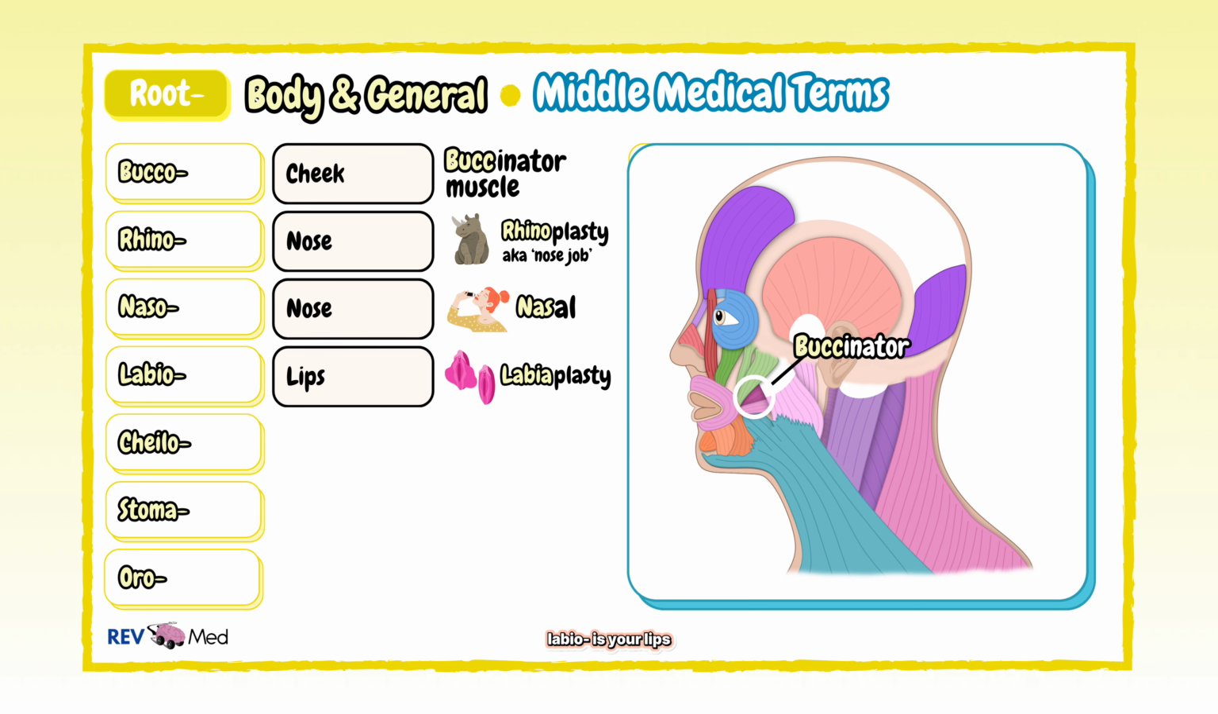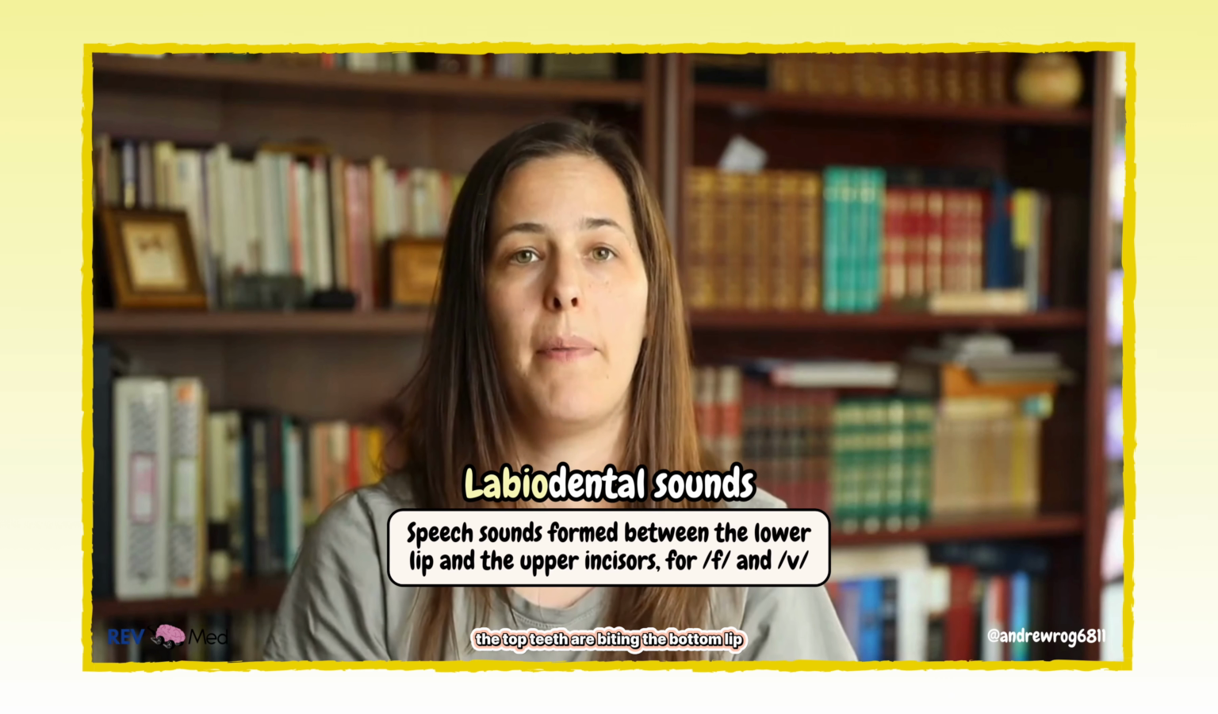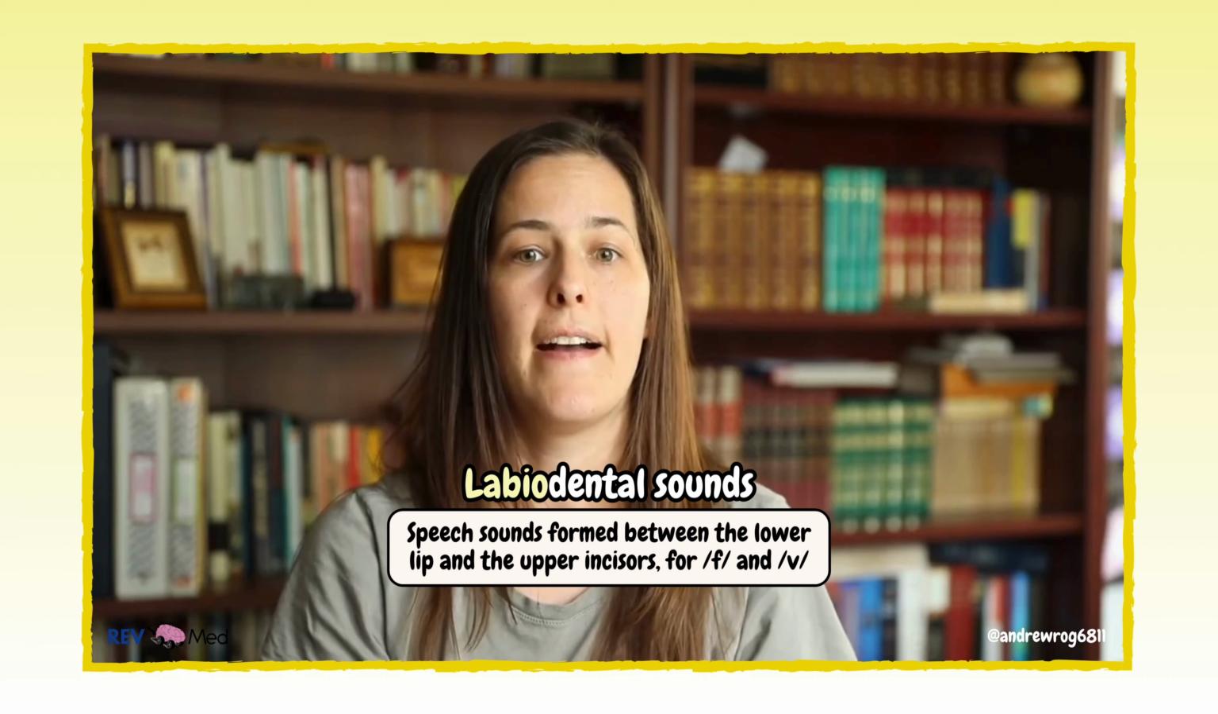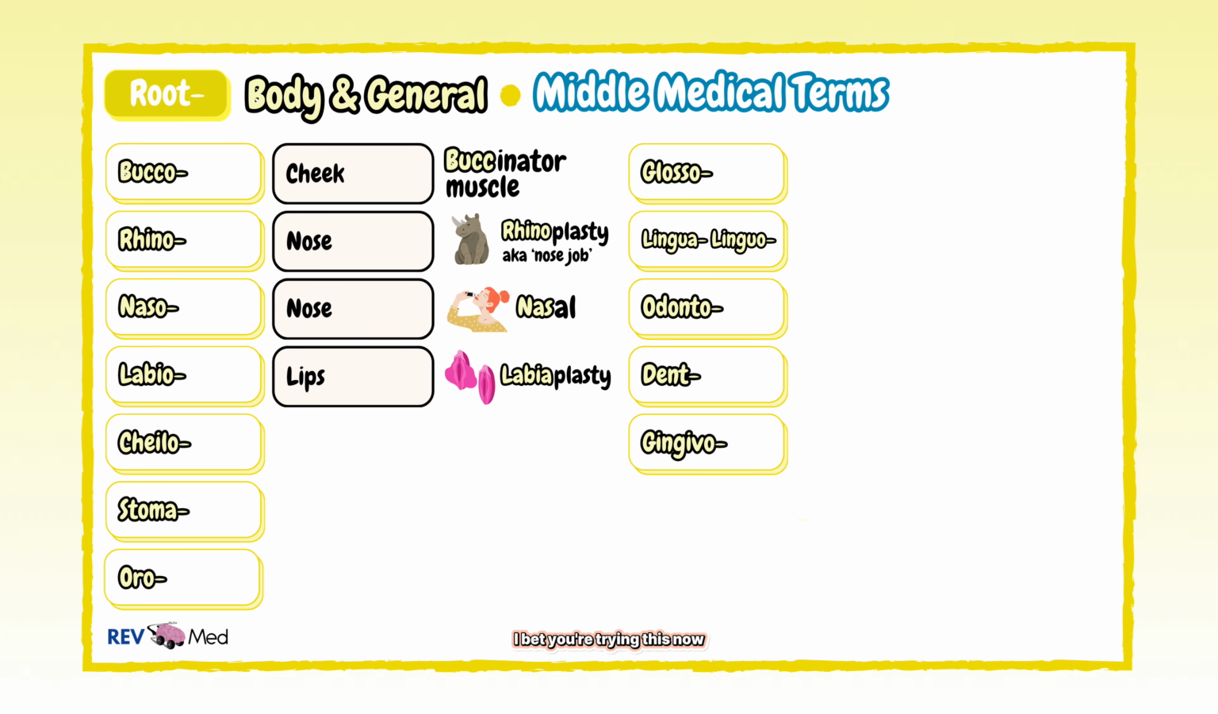Labio is your lips. For example, we can think of two different lips. Labioplasty, which is a procedure that reduces the length of the labia minora, the lips of your vulva. And then on the other end, we have labiodental sounds, which has the root word dento for teeth. Labiodental sounds refer to the letters made using our lower lip and upper teeth, such as F or V. The top teeth are biting the bottom lip. I bet you're trying this now.